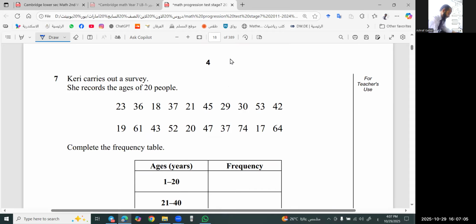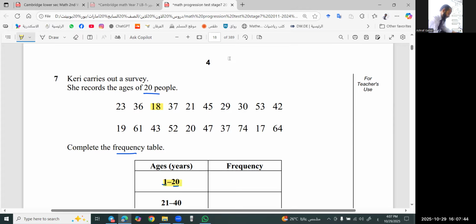In this exercise, Carrie carries out a survey. She recorded the ages of 20 people, and some people told her their ages: 23, 36, 18, 37, 21. First, it asks me to complete the frequency table from 1 to 20. This not. 37 no. This 18, notice here, so this 18 yes, right. Okay, because 18 is between 1 and 20.